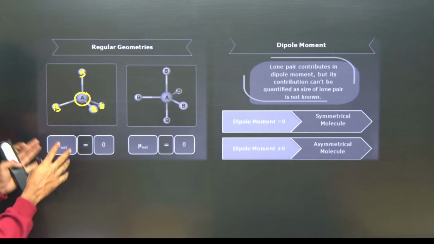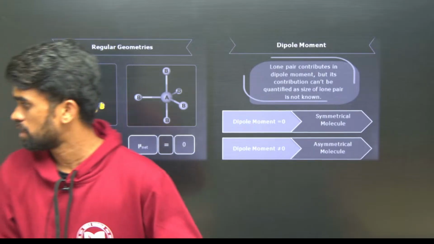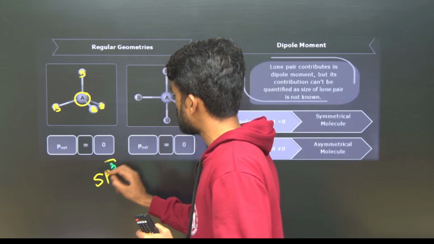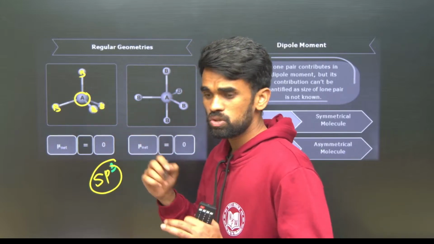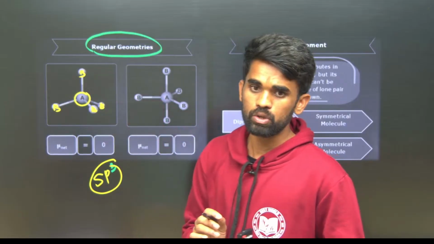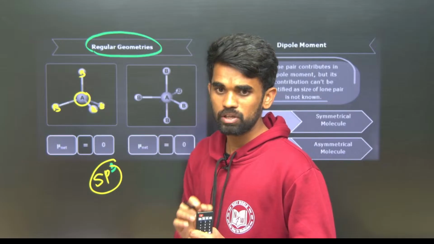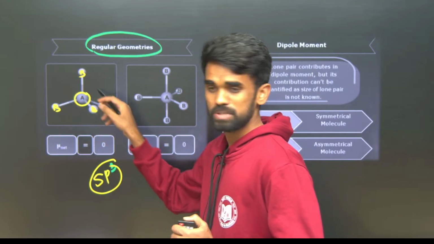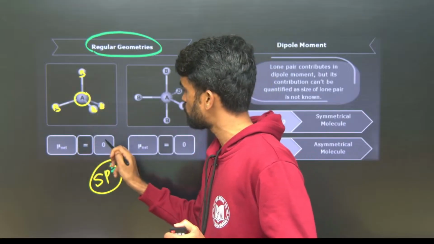There is no lone pair, only 4 surrounding sigma bonds. So I can say the hybridization will be sp3. So sp3 means tetrahedral geometry, right? So it is a regular geometry without any lone pairs. So if any polyatomic molecule has regular geometry with all surrounding atoms the same, then its dipole moment will be 0.